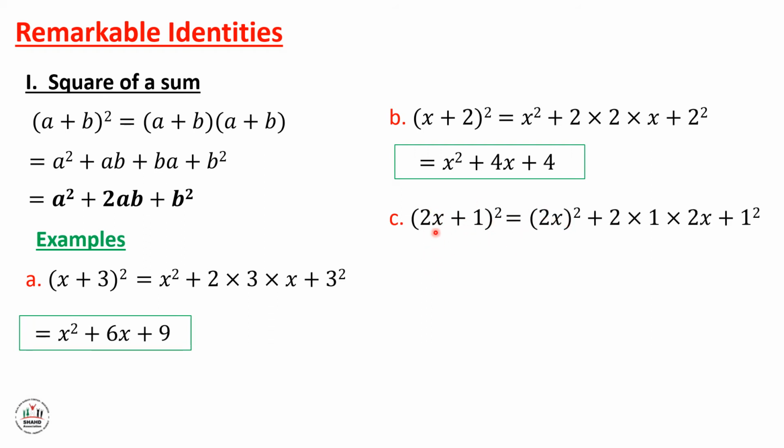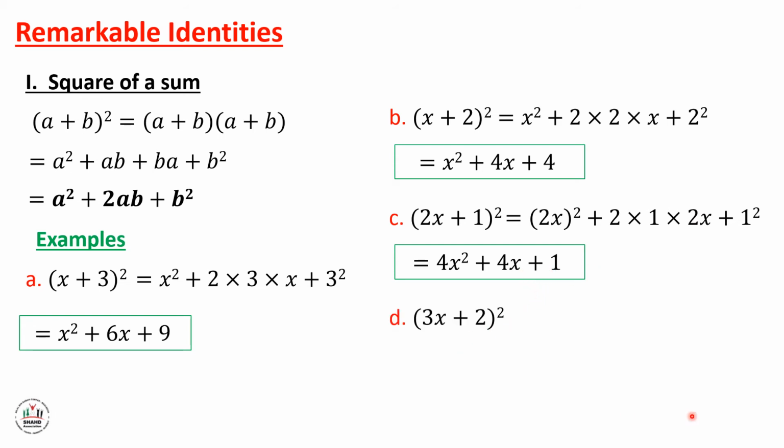Example C, 2x plus 1 squared. So the first term squared, 2x squared, and we multiply the power 2 times the numbers inside the brackets. So 2 times 2 times 1, and the final term squared, which is 1 squared. So we write 4x squared, plus 2 times 2 equal to 4, times 1 equal to 4. So it remains 4, but here we have a variable x. So we write 4x plus 1.